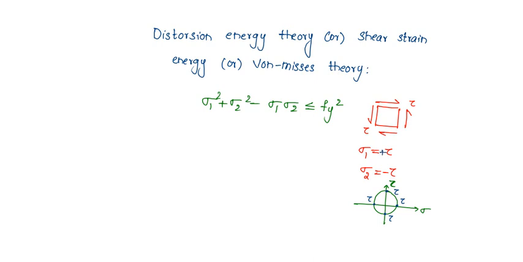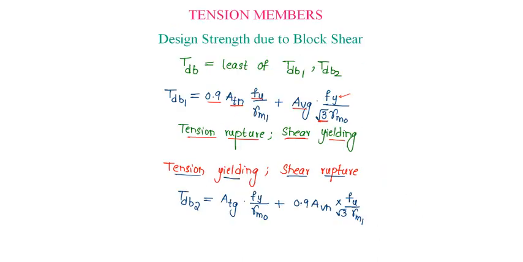Substituting, tau square plus, since one is negative, minus of tau into minus tau should be less than or equal to Fy square. So this becomes 3 tau square should be less than or equal to Fy square. Then tau should be less than or equal to Fy by root 3. So whenever shear is encountered, Fy should be divided by root 3. So only root 3 is encountered. So least of TDB1 and TDB2 will be the design strength due to block shear.